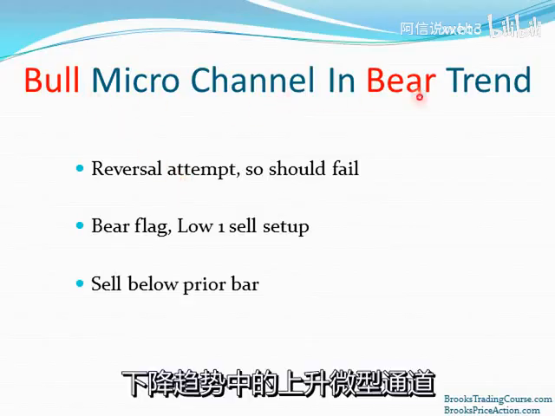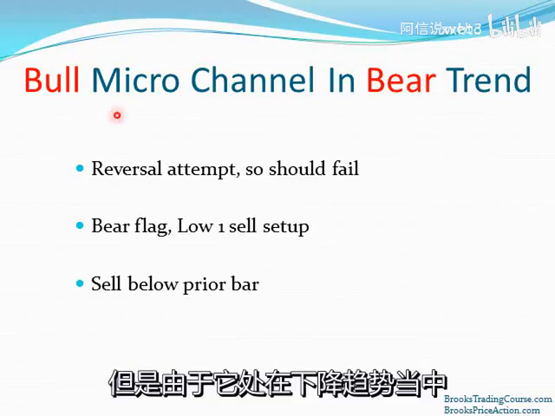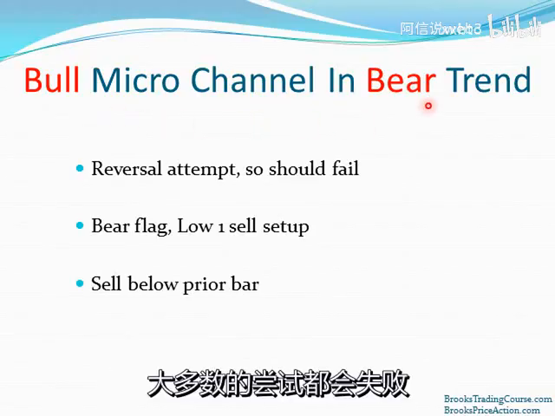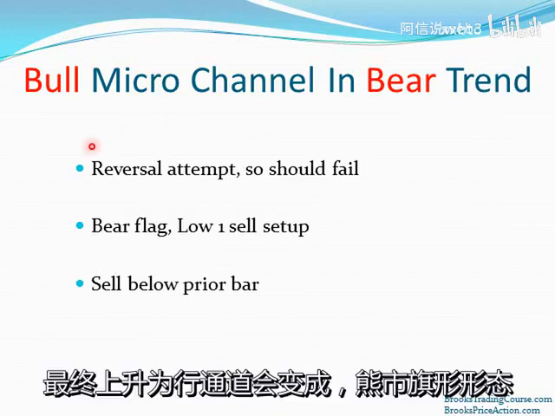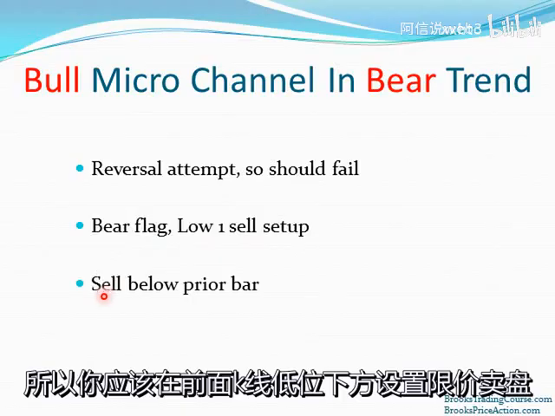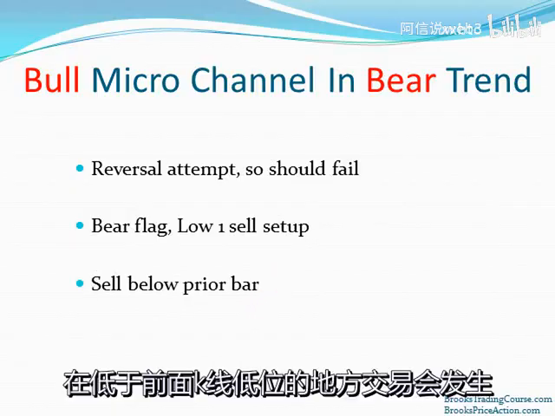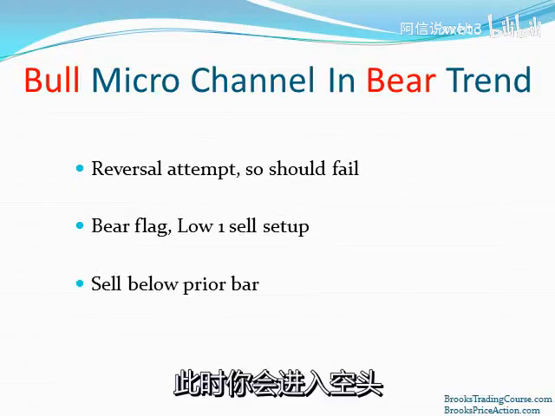A bull micro channel in a bear trend is an attempt to reverse. And since it's a bear trend and most reversal attempts fail, the bull micro channel should become a bear flag and the reversal attempt should fail. And it sets up a low 1 sell setup. So you place a limit order to sell below the low of the prior bar. As the channel continues up, at some point a bar will trade below the low of the prior bar, and that will trigger the short, and you'll be short.